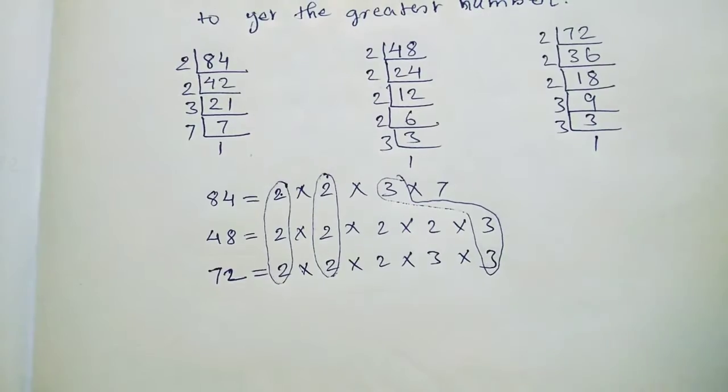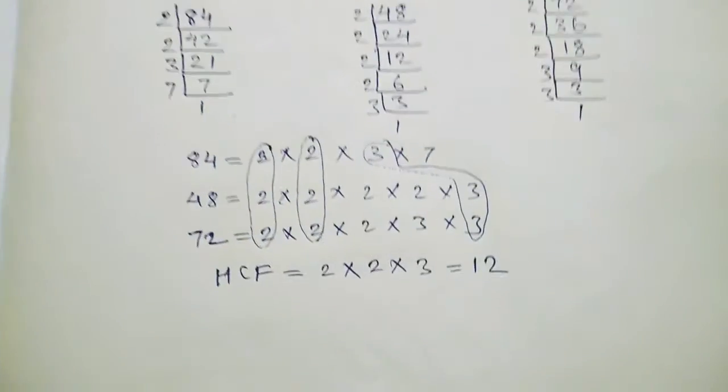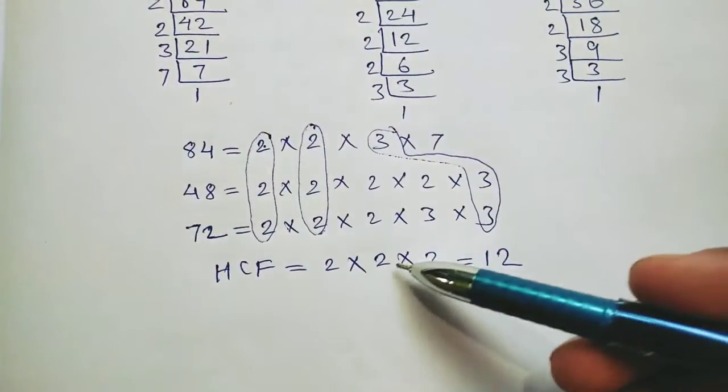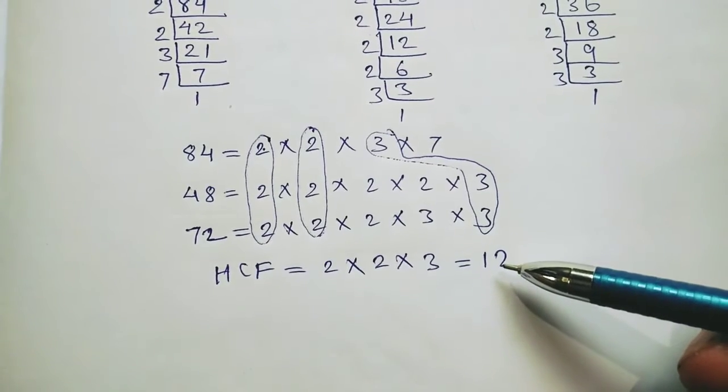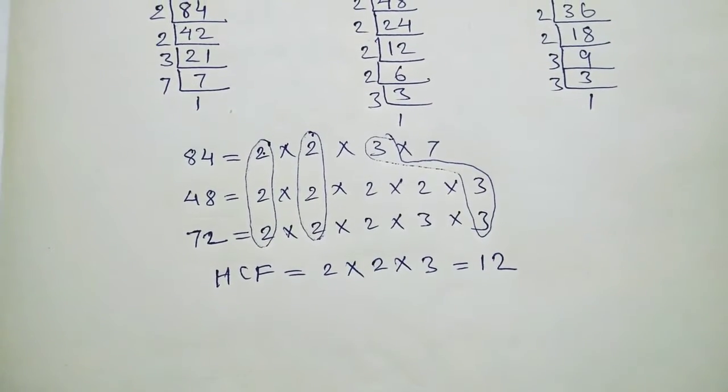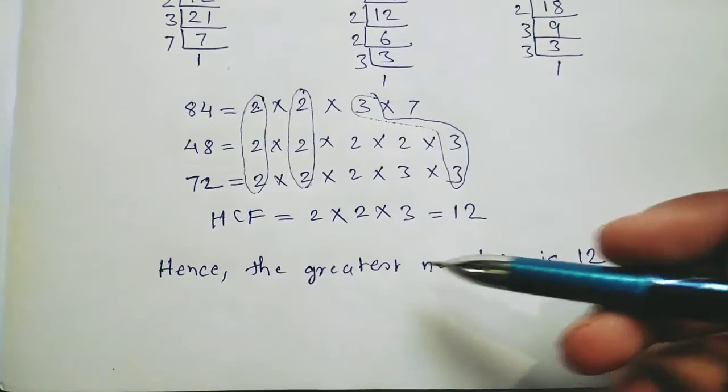Okay, we'll write the HCF now. So what is the HCF? This 2 into 2 into 3, the HCF is 12. Okay, understood? So this is our final answer. Hence the greatest number is 12.